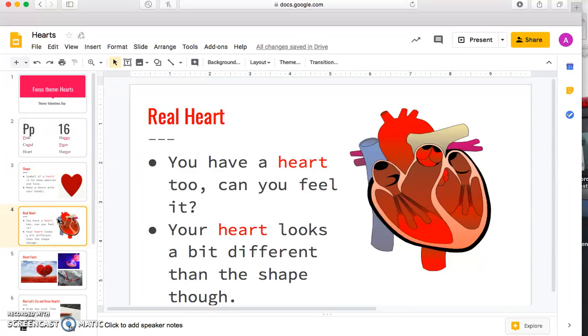Then you can see the next slide, they go over what a real heart is. So they talked in the previous slide about what heart shapes look like and what they are. And then they go over what real hearts are. You have a heart too. Can you feel it? So then maybe you have all the kids try to feel their heart and show them where that is. Your heart looks a little bit different than the shape. So this heart is going to be a lot different than the heart we just saw on the previous slide. So it's important to talk to kids about the difference between the two. And they did a good job with visually putting these on the slides to show the difference.